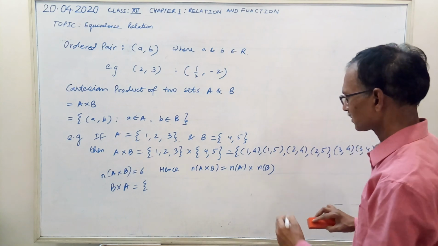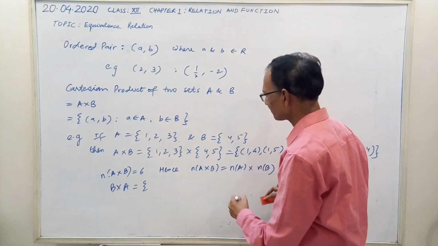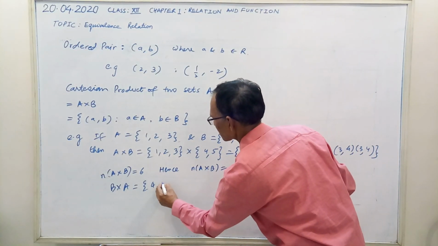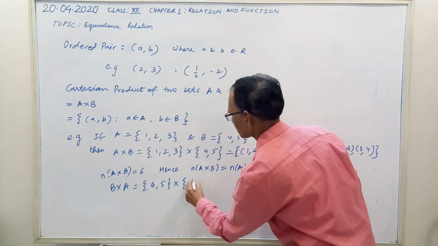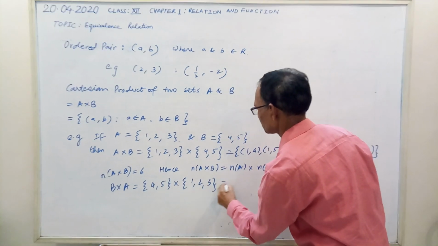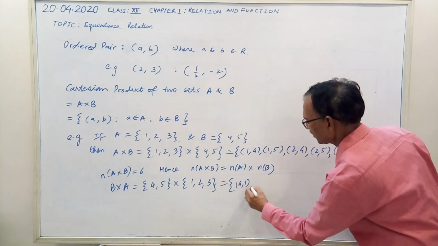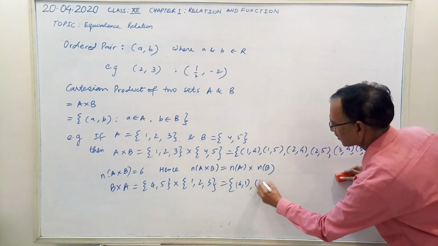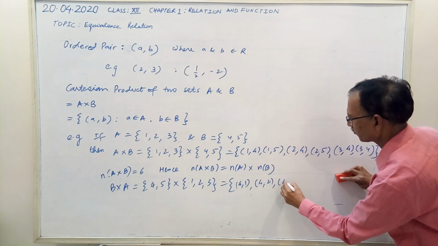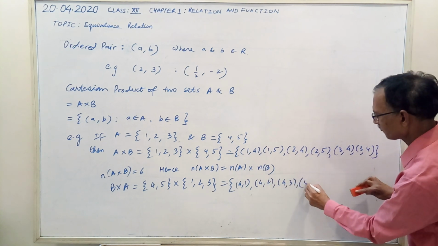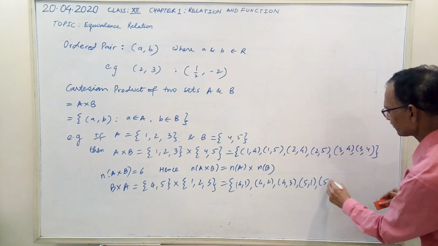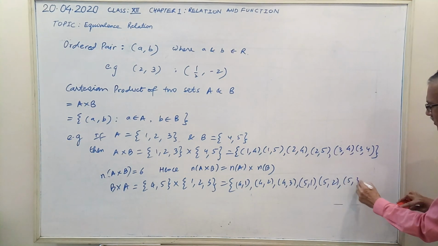Now, what is B cross A? In B cross A, the element of B will be the first element in the ordered pair. Hence it is (4, 1). 4 will be paired with 1, 2, 3: (4, 1), (4, 2), (4, 3), (5, 1), (5, 2), (5, 3).